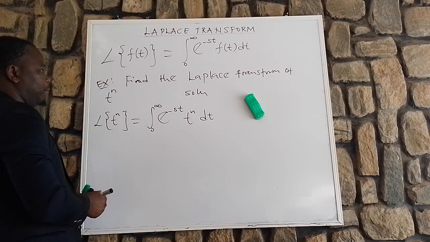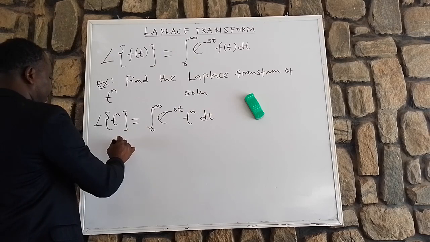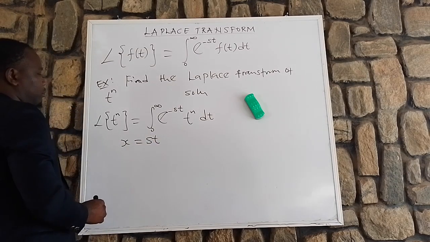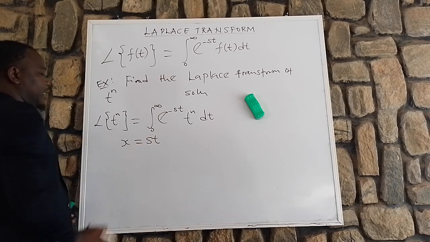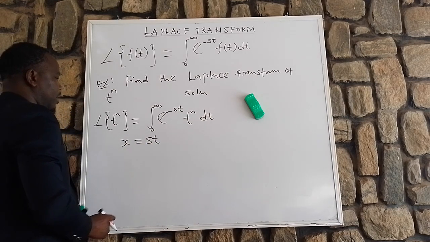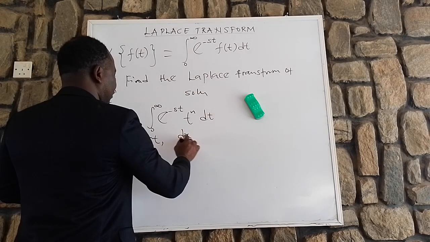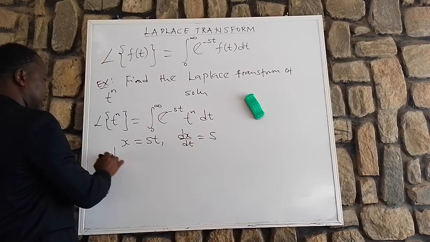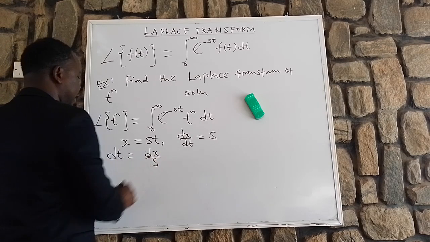Since we have e to the power minus st, we now let x equals st. So we are going to make t the subject of the formula. But before we do that, let us differentiate this function with respect to t. If we differentiate x equals st with respect to t, our dx over dt is going to be s, true or false? Then if you agree with me, dt will now be equal to dx over s, isn't it?